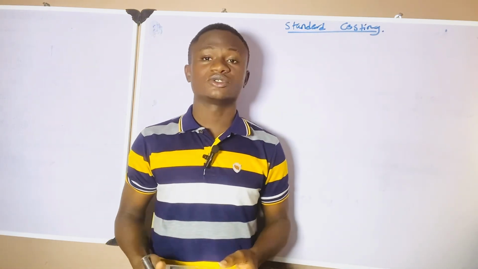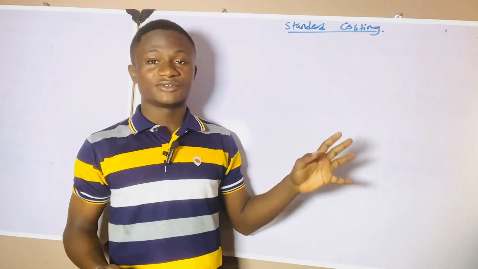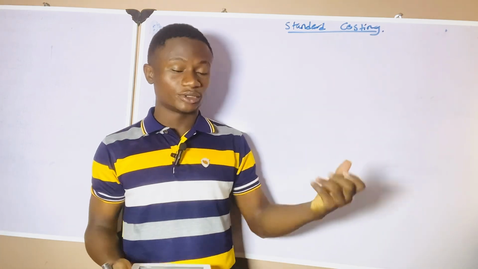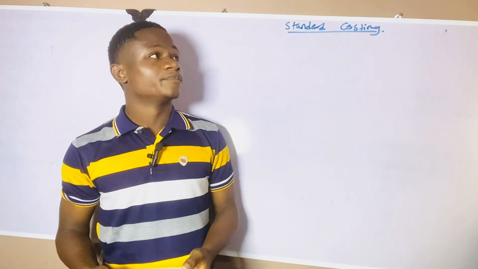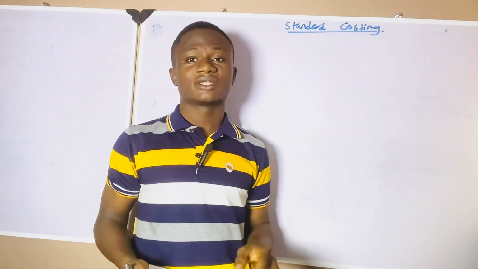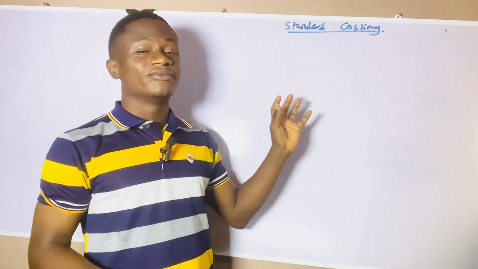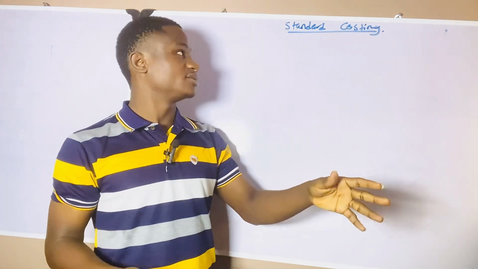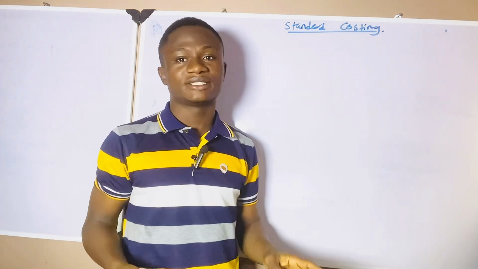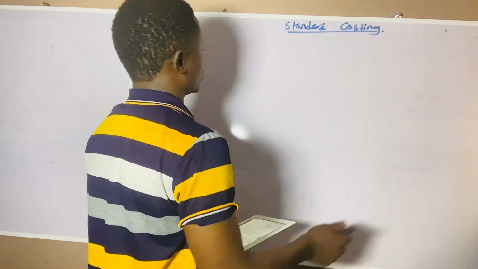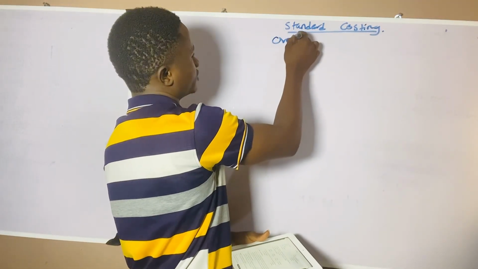So in this class, we're going to continue our previous class. On our previous class, we're going to build more on it, which is standard costing. But for the purpose of this class, I will focus my attention on variance analysis, and I'm going to be looking at the overhead variance.